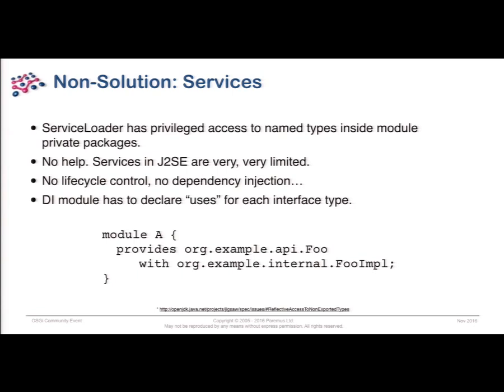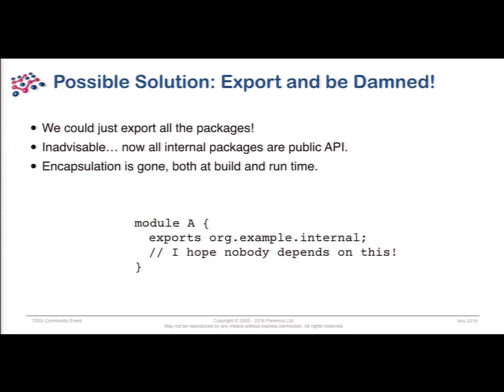And also, if I had a DI module, something like Spring here, I'd have to say, this is my thing that's providing something to Spring. I would have to say provides, there's my interface name, and then there's my implementation. But Spring or a similar dependency injection framework would have to do uses example API foo and everything else that it might ever want to use. And of course, it has no idea what that might be ahead of time. So that's not a solution.